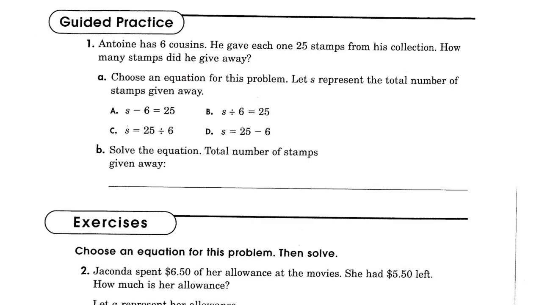Antoine has 6 cousins. He gives each cousin 25 stamps from his collection. How many stamps did he give away? Well, my stamps that I give away is going to represent by S, and it equals, I have 6 cousins, I'm going to multiply that by 25. That's the way I would do it.